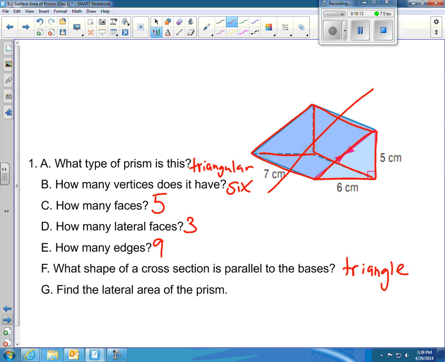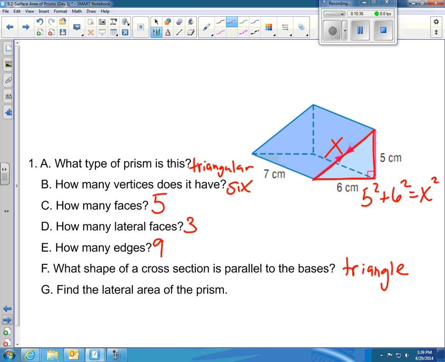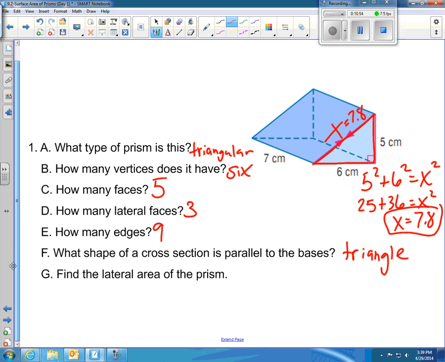And last, find the lateral area of the prism. So we need to find the perimeter of the base. Okay, now it's a triangle, but I only have two of the sides. I have 6 and 5, and I need to find that third side. This is a right triangle. Yep, we're going to use Pythagorean theorem. So we need to think 5 squared plus 6 squared equals x squared. 25 plus 36 equals x squared. And we are going to end ourselves with 7.8, sorry. So 7.8.